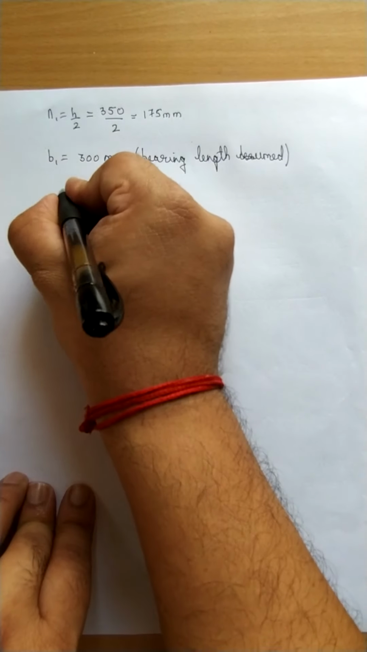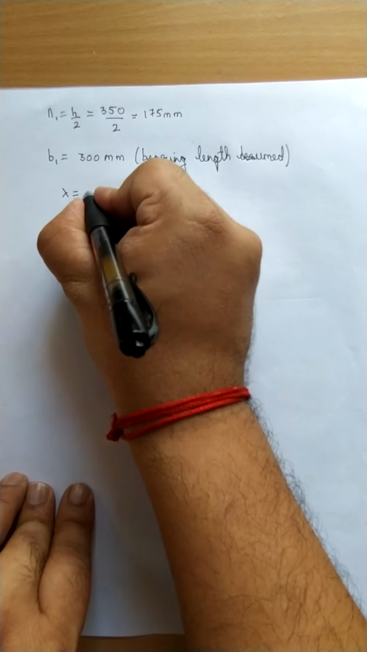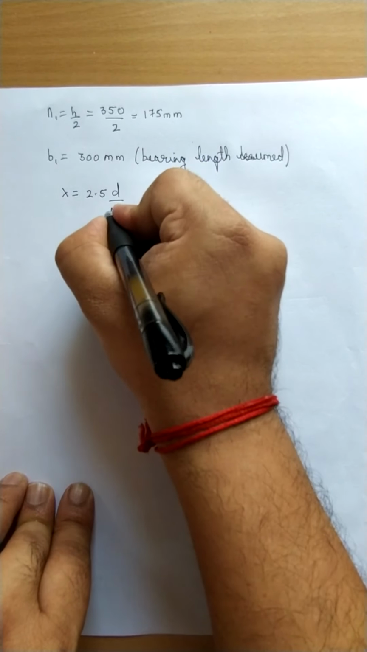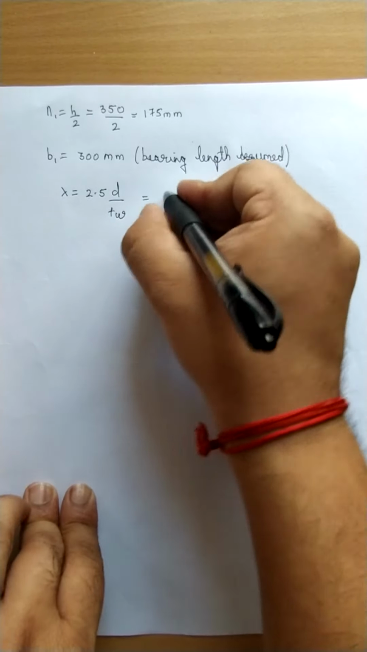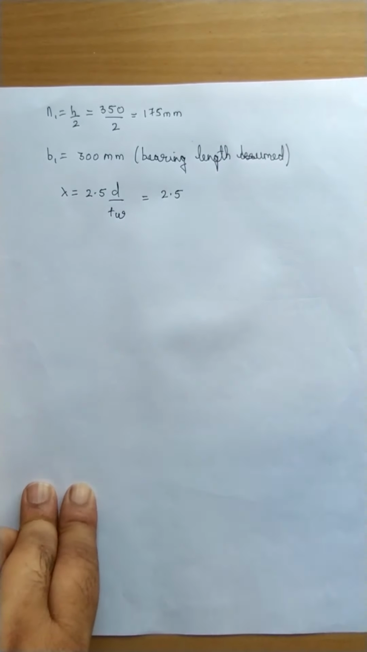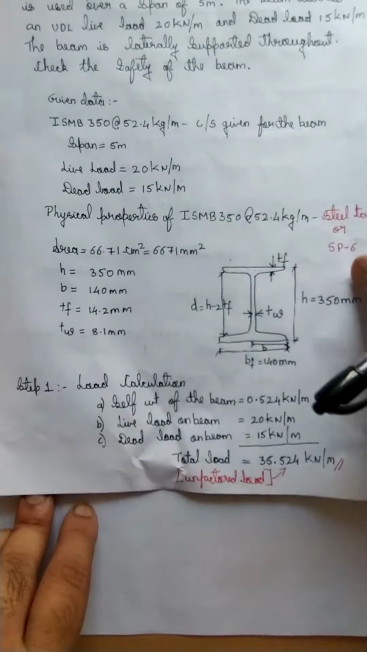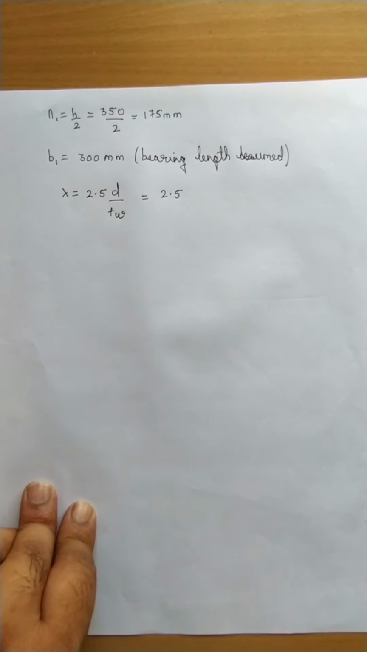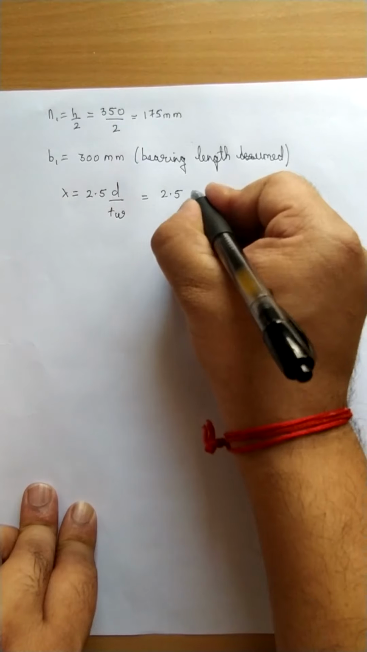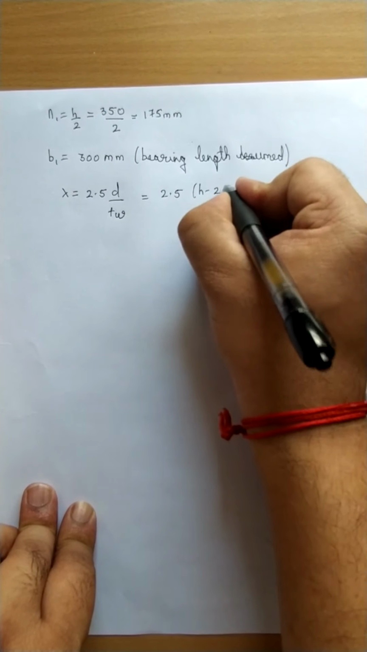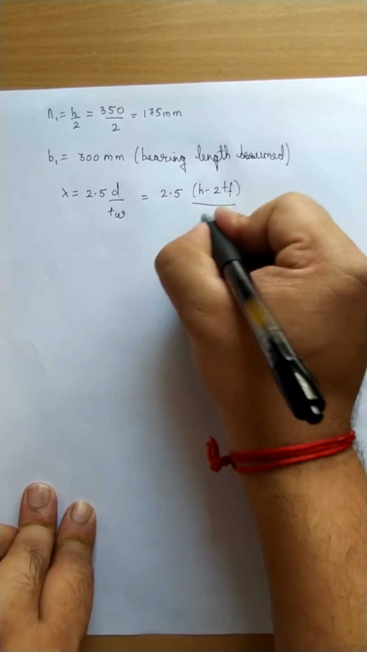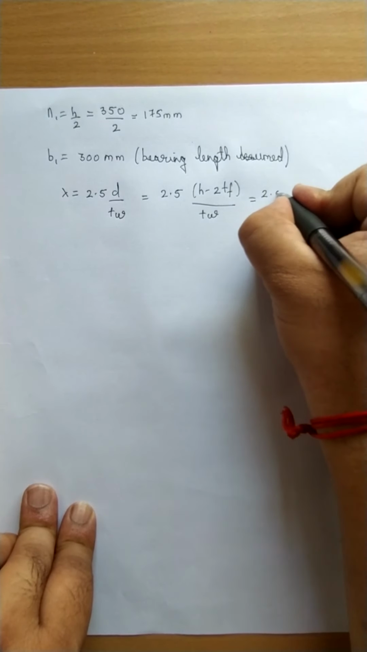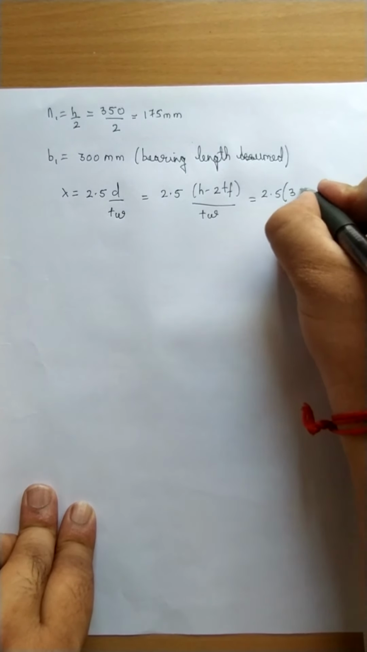Now let us calculate the slenderness ratio. So this is given by 2.5 into d divided by tw. So 2.5. Now what is d? So d we have already given in the section. d is nothing but H minus 2 times the thickness of the flange, divided by the thickness of web. Now substitute in this the components.